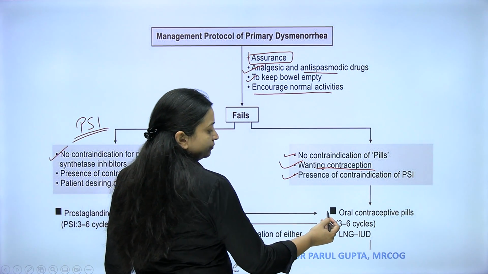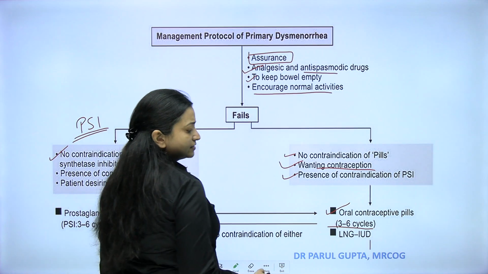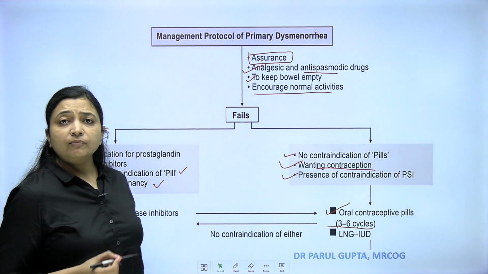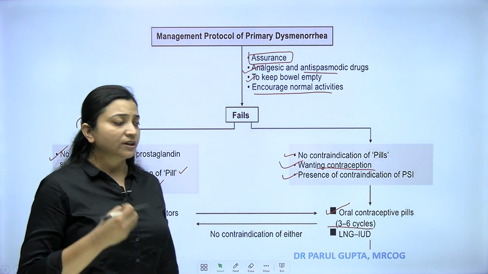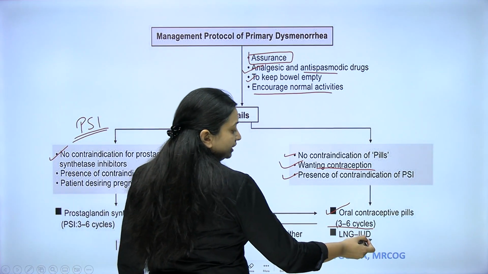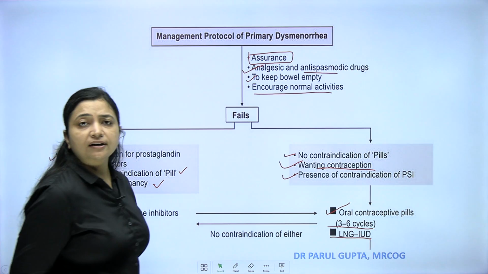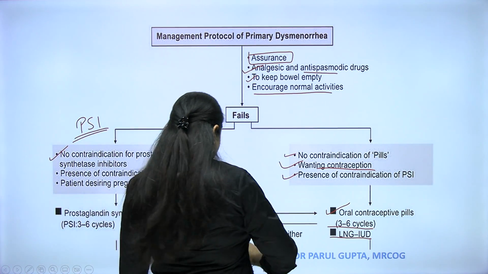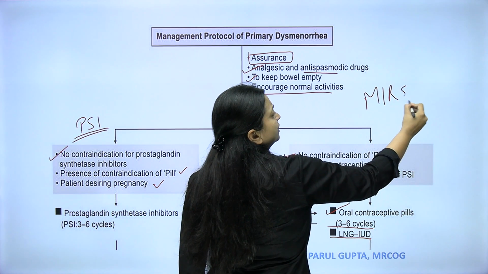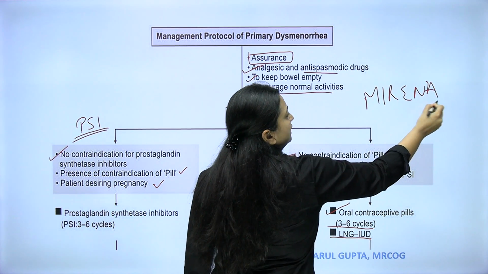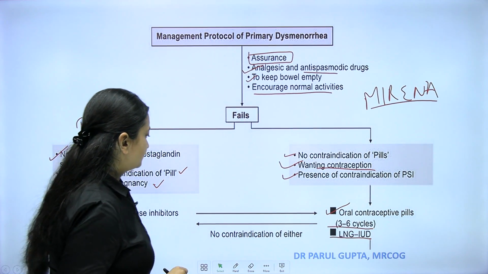Oral contraceptive pills for 3 to 6 cycles are generally sufficient, or there are women who are a bit elderly in age or they don't want to take pills. You can go for the levonorgestrel intrauterine releasing device, or Mirena. Mirena is a magic thing. We are using it in almost every condition and it is giving very, very good results.